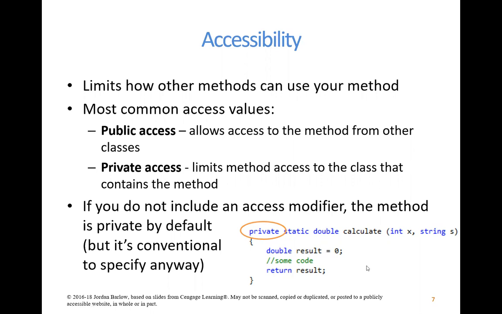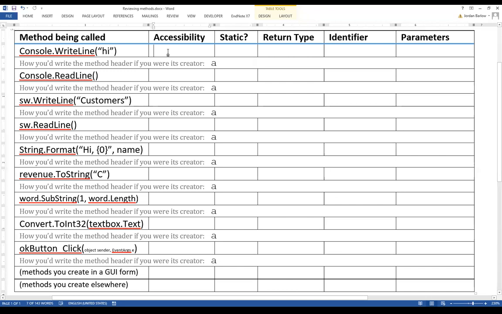So, for example, let me jump back. The write line method is public, and we know that because we didn't create it, but we can use it. All of these are public: the read line, the write line method for the stream writer, the read line method for the stream writer. Every method that we have invoked that was built into C# is a public method. But all of the methods that we create within our own applications that don't need to be used by other people or other applications, we've set to private.